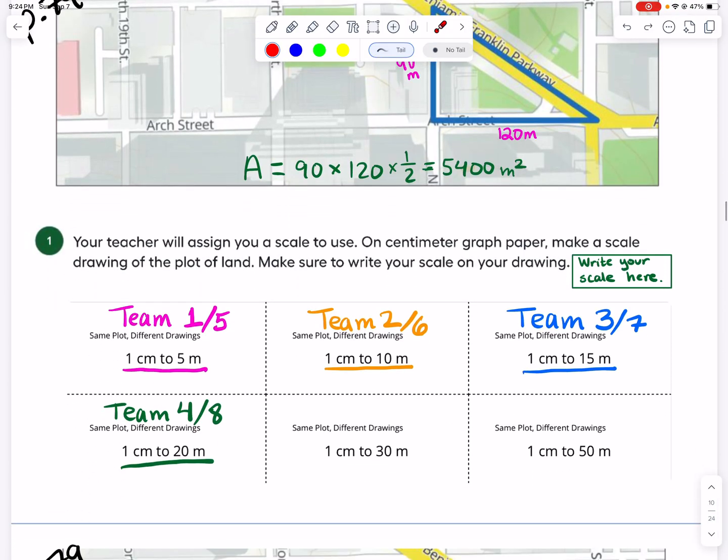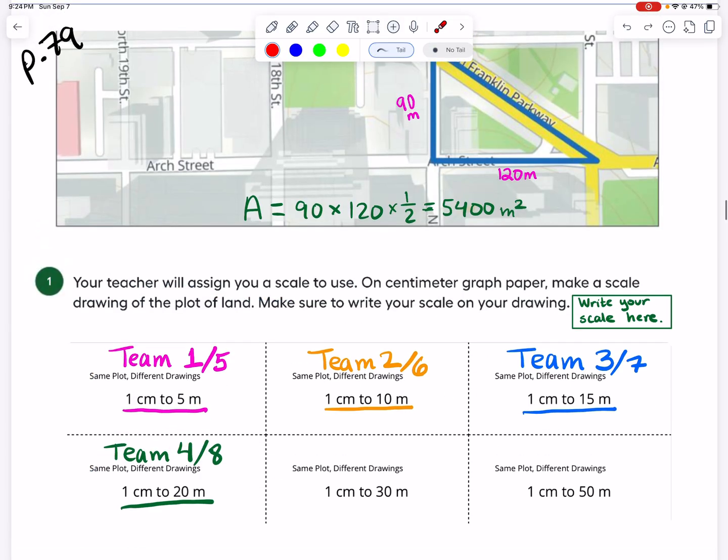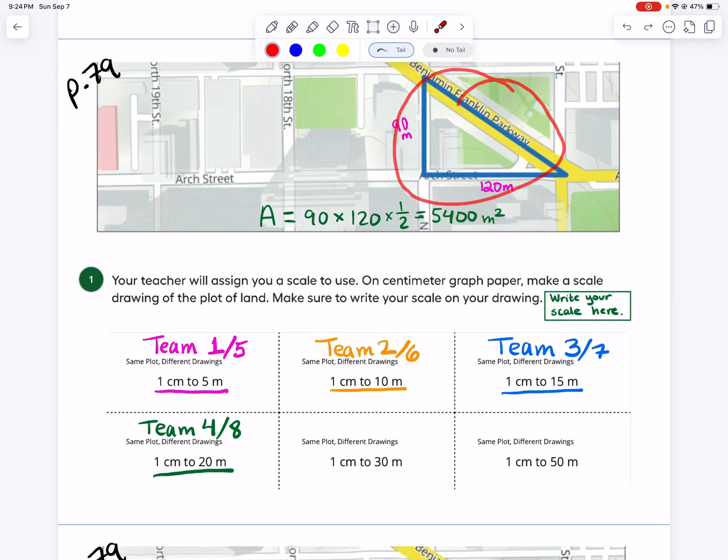In class, I will give you one of the scales to use. Each person or each team is going to be making a scale drawing of this triangle, but using a different scale. And we're going to see something very interesting of what happens to the shape based on the scale that we have.